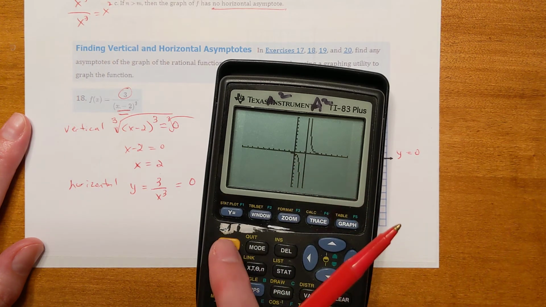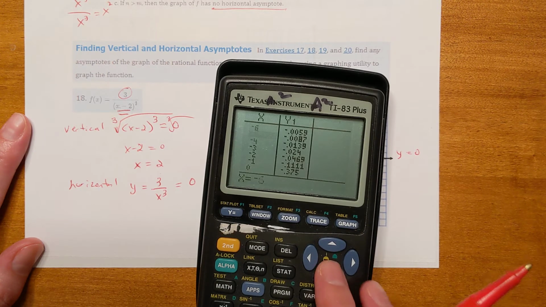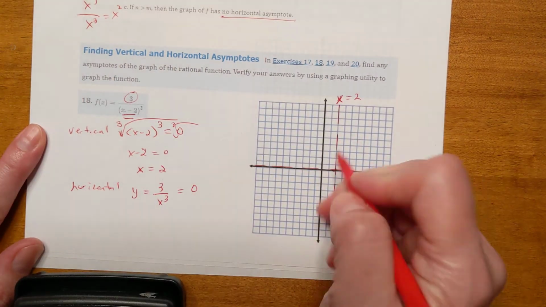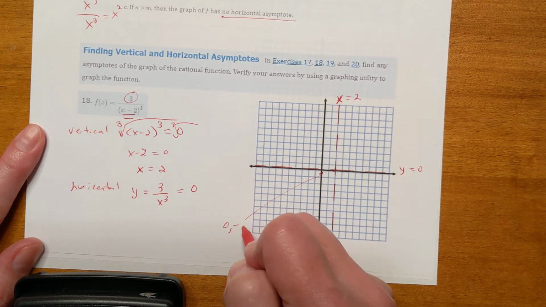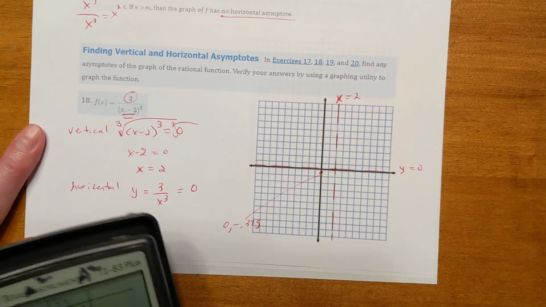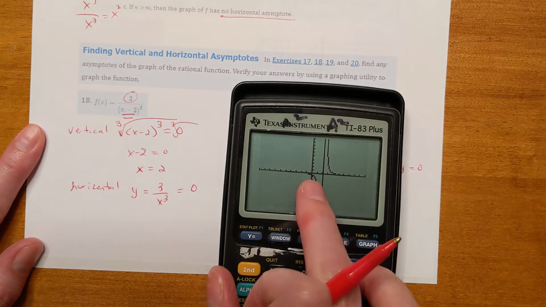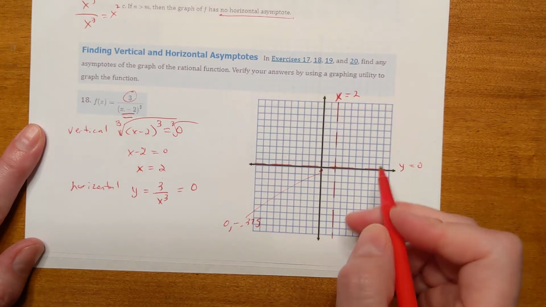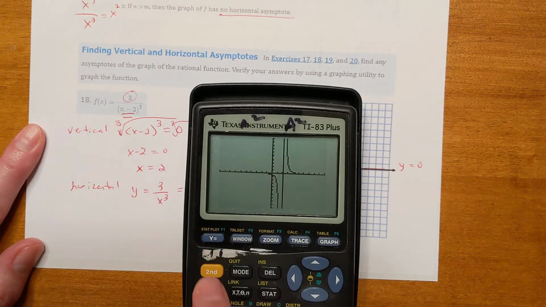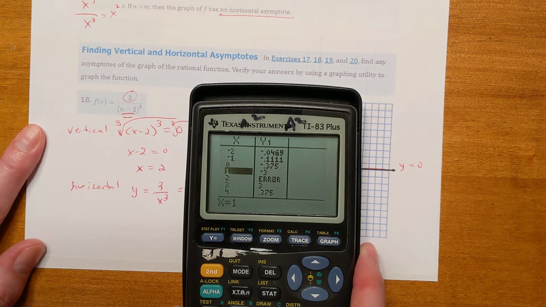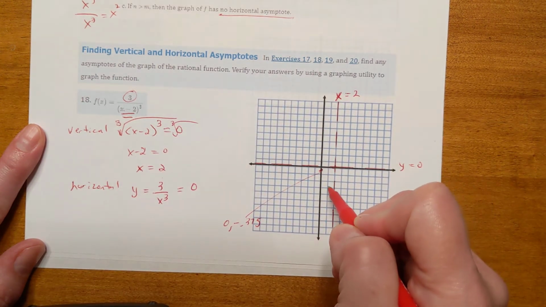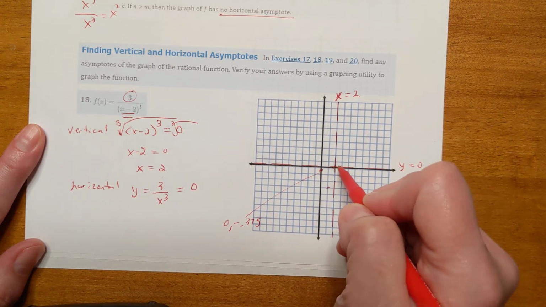And let's cheat and go to the table to get it. Second table, at 0, it is negative 0.375. We're supposed to label the intercept. So we have (0, negative 0.375). So there it is right there. So it gets closer and closer, and we might as well just look at the table here near that number 2. Well, at 1 it's negative 3, and at 3 it's positive 3.